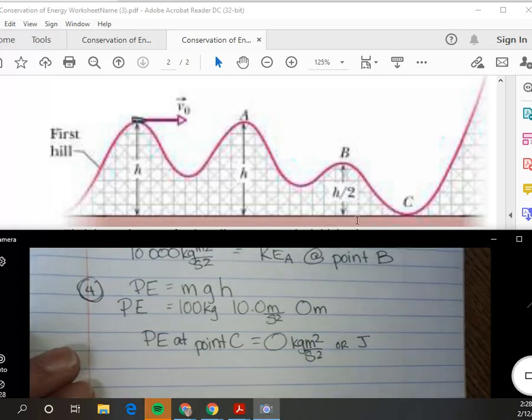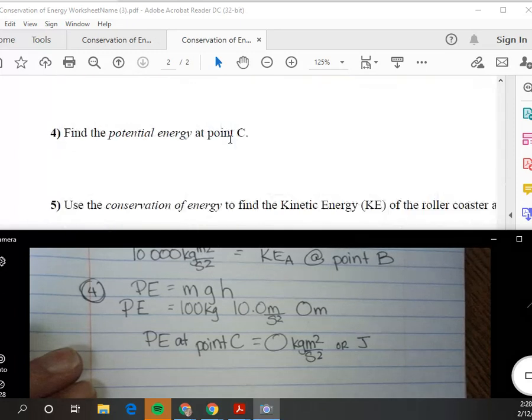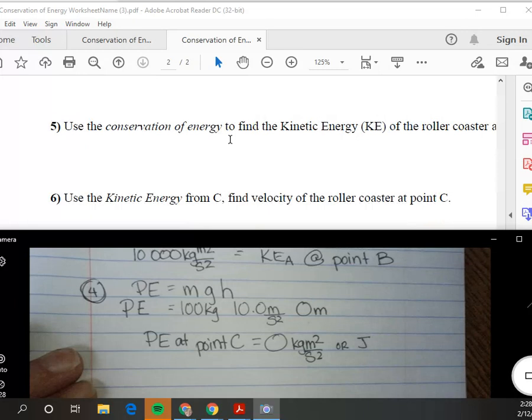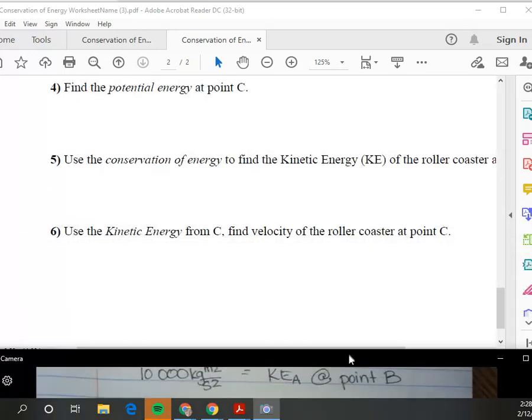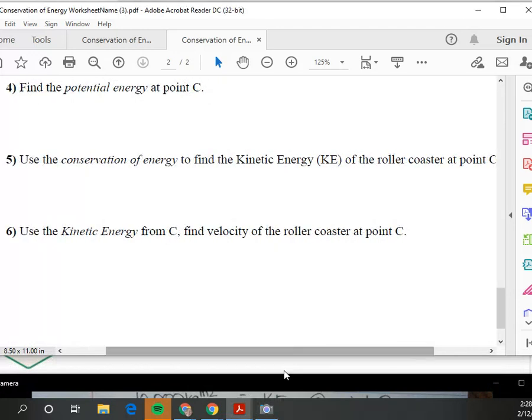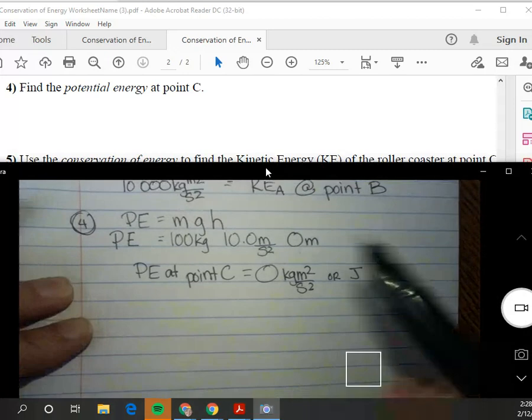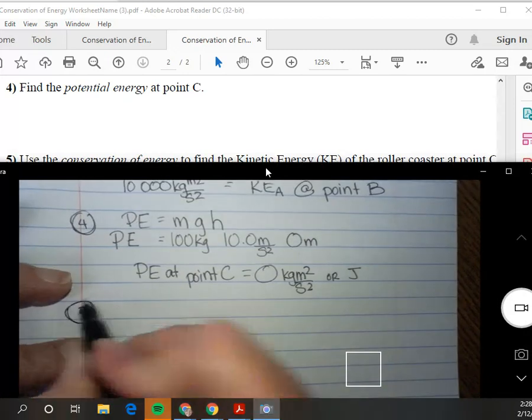All right, let's look at 5 and 6, and then we're done. So this one, again, it says to use that conservation of energy to find the kinetic energy of the roller coaster at point C. So we're working at point C right now. Since it tells us to use that one, we're just going to use that one for the practice of it.